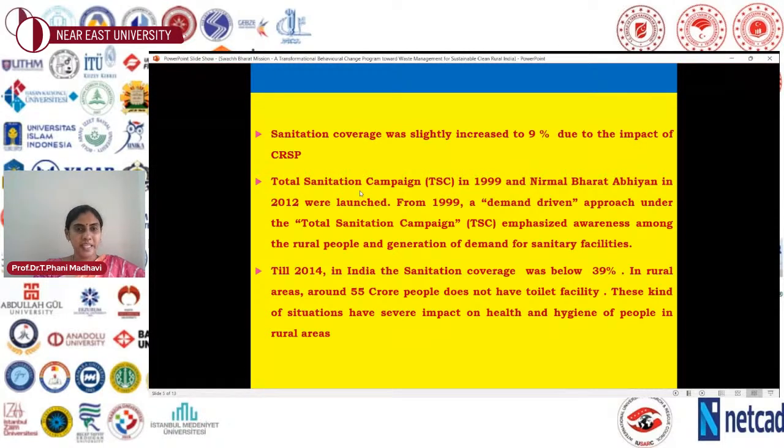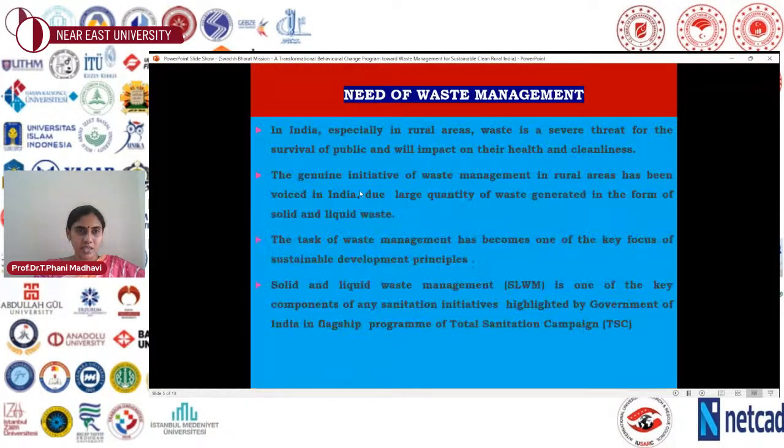Till 2014, in India, the sanitation coverage was below 39% only. Particularly in rural areas, around 55 crore people did not have sufficient toilet facilities. These situations have a severe impact on the health and hygiene of people, particularly in rural areas. Due to this low sanitation coverage, a lot of waterborne diseases and vector-borne diseases create a great problem for the health of the public.